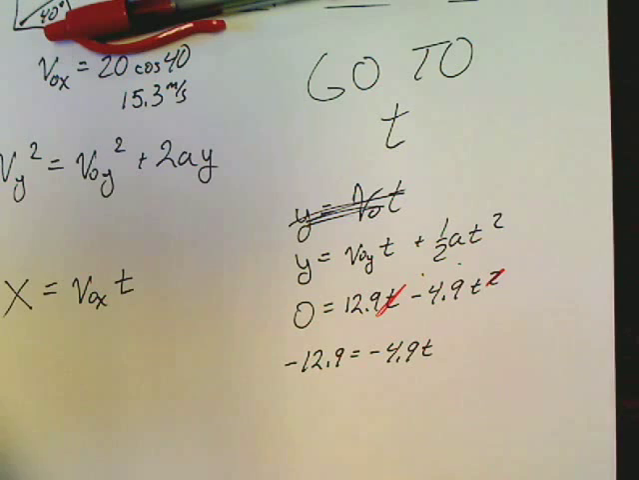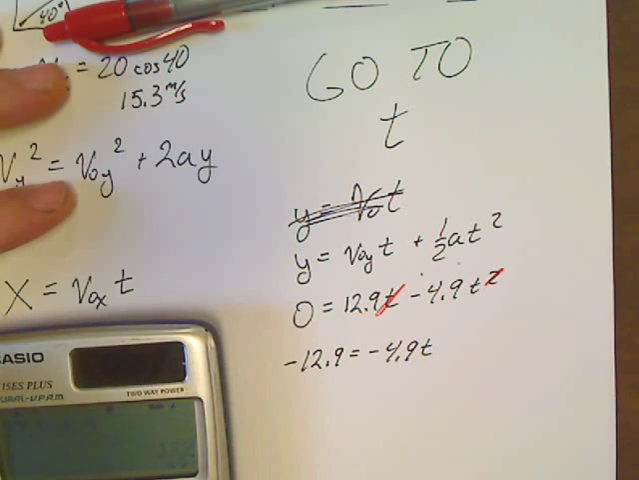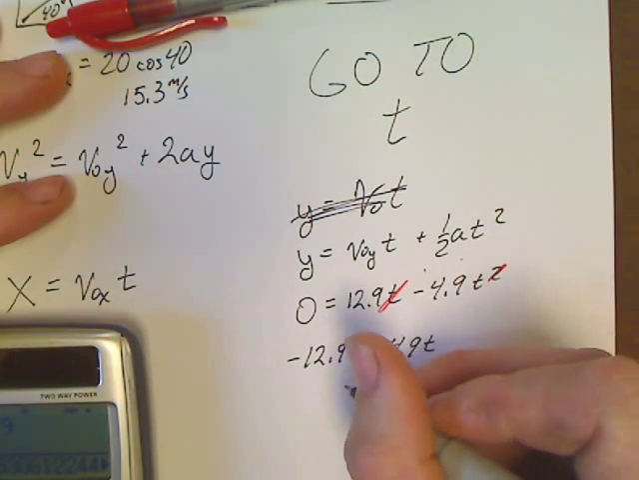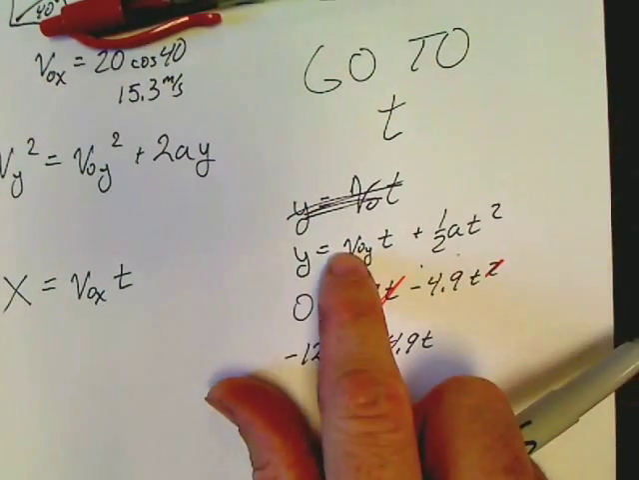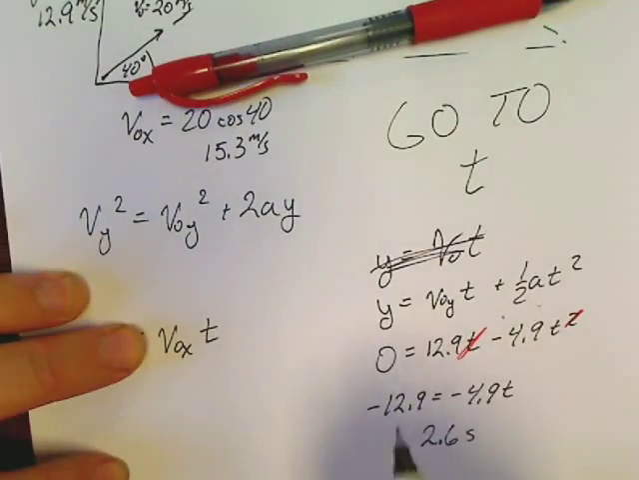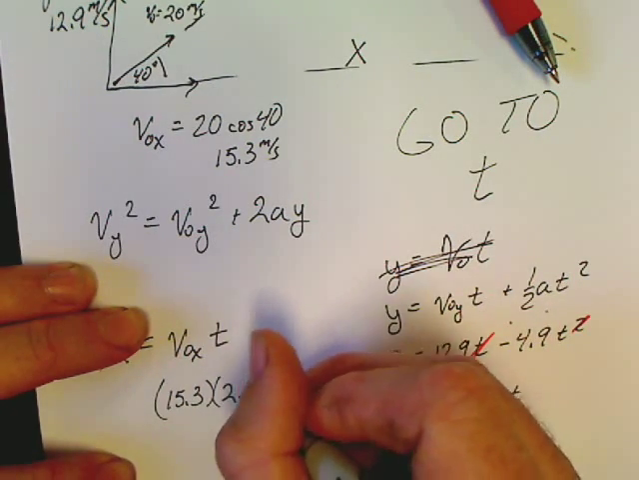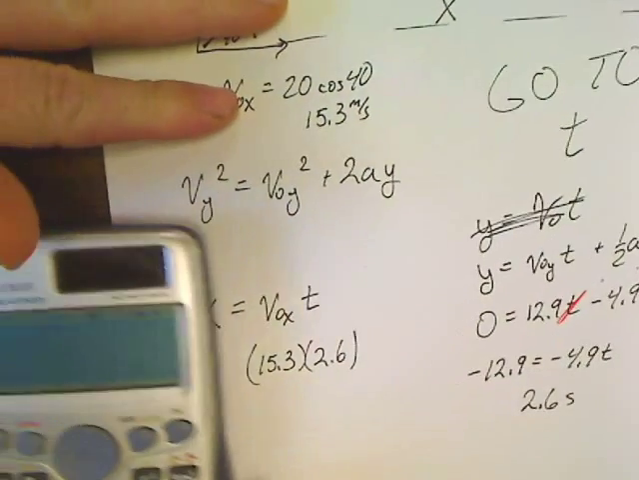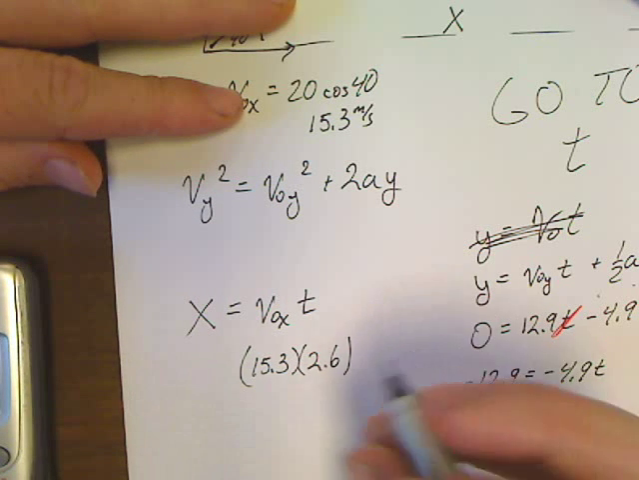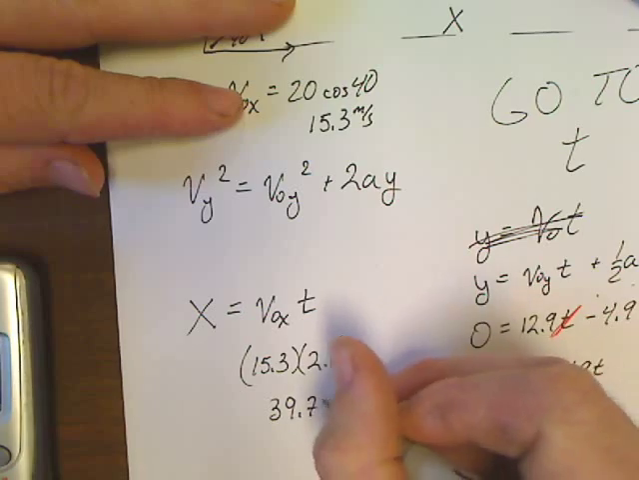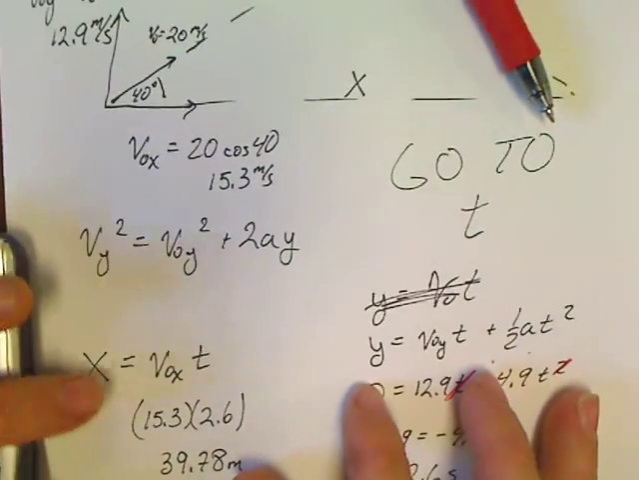Look at how convenient this math turned out for us. 12.9 divided by 4.9 equals 2.6 seconds. There's my time using my go-to second equation. Slip right over here to VOX: 15.3 times 2.6 equals. And now I'm not going to do one of everything in this video. There's an x though for this one. So cool. We found x.